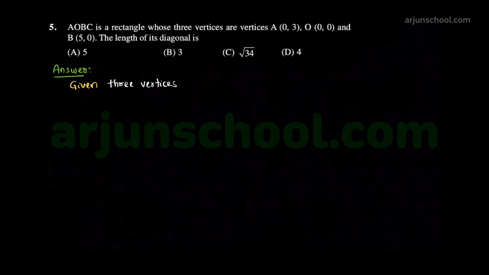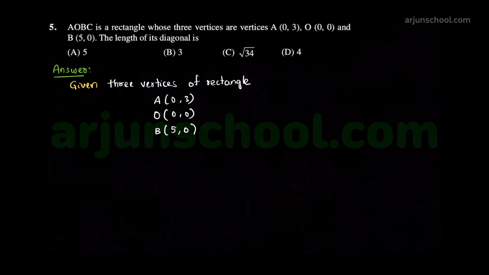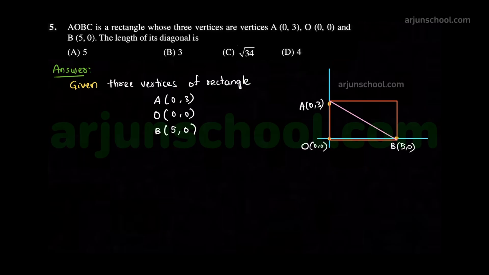Given three vertices of the rectangle are A (0, 3), O (0, 0), B (5, 0). Let us draw these points on the graph. O (0, 0) is the origin, the intersection of the x and y axis. A (0, 3) lies on the y axis since the x coordinate is 0, and point B (5, 0) lies on the x axis because the y coordinate is 0. Now we can draw a rectangle with these vertices and we need to find the length of its diagonal.